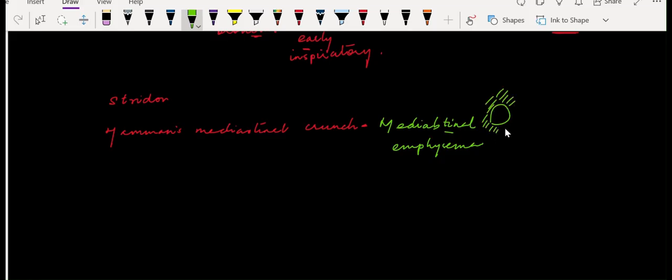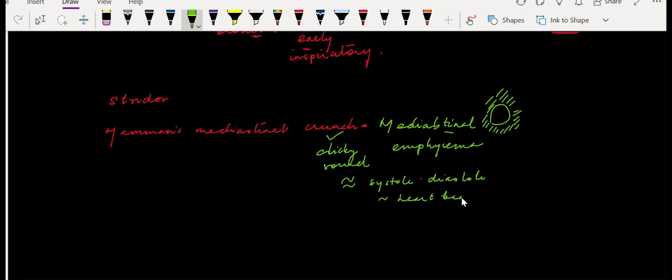So what happens is with every heartbeat, with every movement of the heart of systole and diastole, this air keeps moving and creating turbulence and sounds. So this air keeps moving and creates sounds which can be auscultated on the mediastinum in the form of a crunch, a clicking sound, as I told you. And that keeps on synchronously happening with every systole, with every diastole. So it sort of matches with your heartbeat. And that is called your mediastinal crunch.